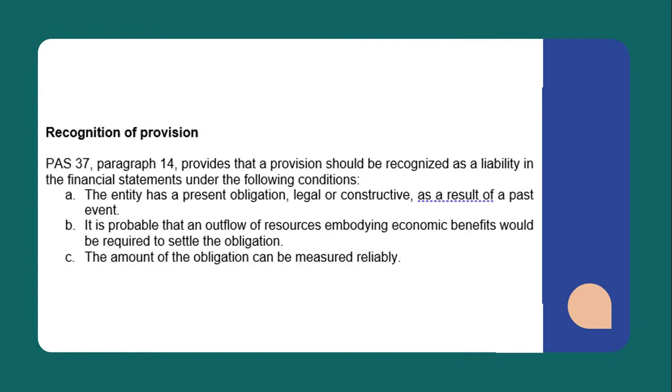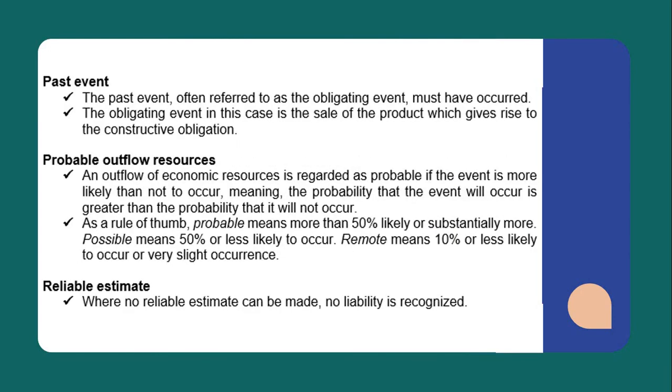So based on this recognition principle, there are three essential characteristics of a provision. We have a past event, often referred to as the obligating event, which must have occurred. The obligating event in this case is the sale of a product, which gives rise to the constructive obligation.